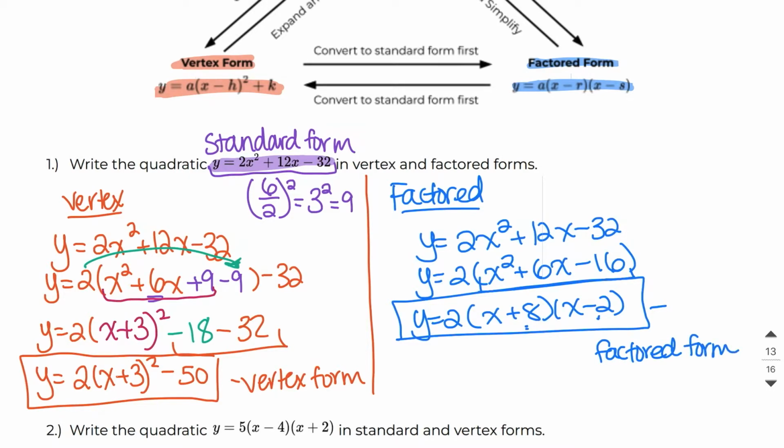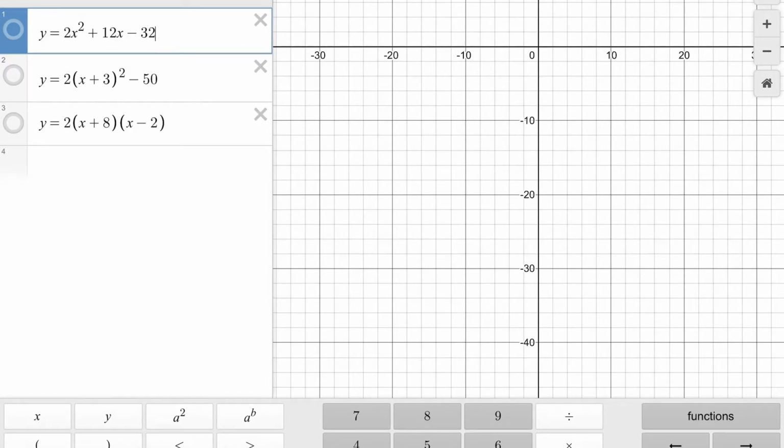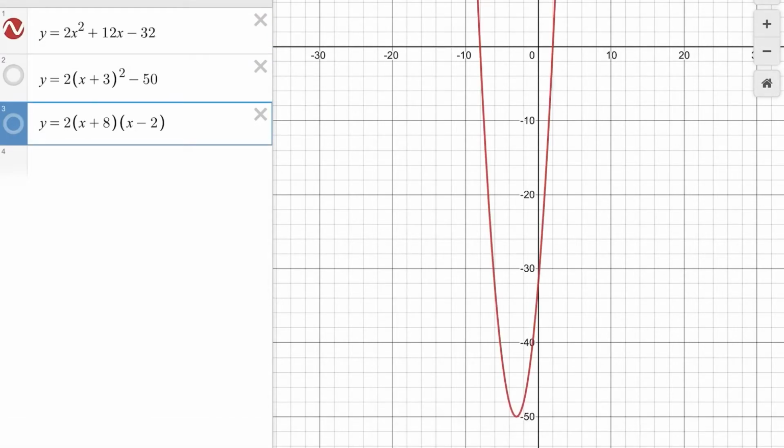And I'm going to see if all of these are equivalent to each other. So let's go ahead and do that. If you notice right here, the first form that we have here is standard. This is vertex. This is factored. Let's turn on standard form. This is what our parabola looks like.